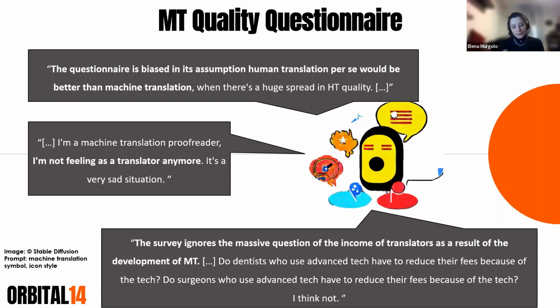People, the downcast, as we said, saying that they're not feeling like translators anymore. So machine translation is getting better, but I'm not particularly happy about it. And obviously, again, income, rates, and payment. So the survey ignores the massive question of the income of translators as a result of the development of machine translation. Do dentists who use advanced tech have to reduce their fees because of tech? Do surgeons who use advanced tech have to reduce their fees because of the tech? I think not, which is also true. And the questionnaire did ignore this. It was not meant to speak about the rates, but that is a huge problem.